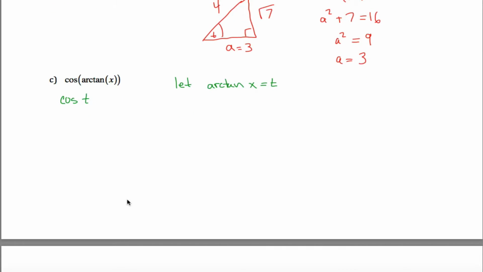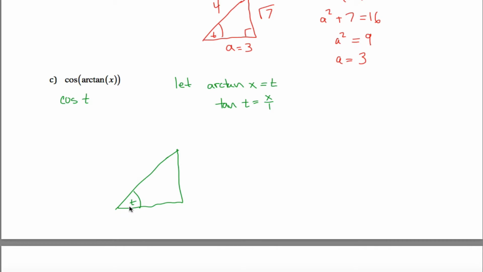Well, to figure that out, I'm going to have to draw a triangle. I'm going to draw a right triangle. I'm going to throw t down here arbitrarily. And I'm going to label my triangle using this statement. If the arctangent of x equals t, then the tangent of t must be equal to x. Instead of just writing it's equal to x, I'm going to write it's equal to x over 1 because it benefits me to have a ratio when I'm labeling the sides of my triangles.